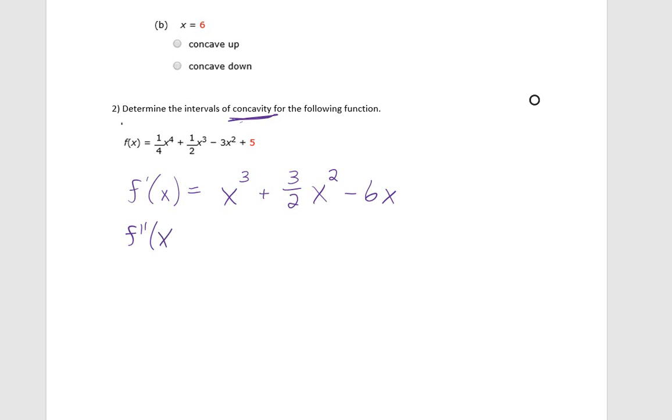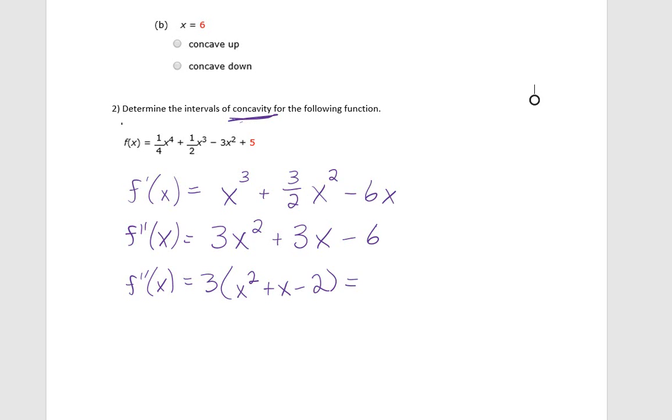Now when we take the second derivative, that is going to be 3x squared plus 3x minus 6. Now, what I'm going to do is factor this. So I can pull a 3 out, and I'll be left with x squared plus x minus 2, which I can factor into 3 times x plus 2 times x minus 1.